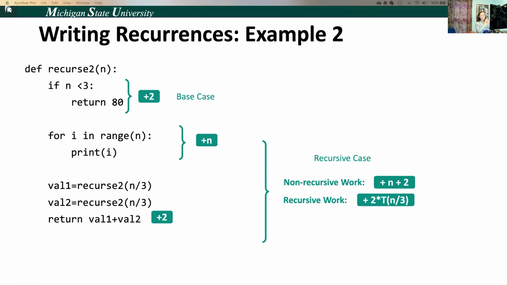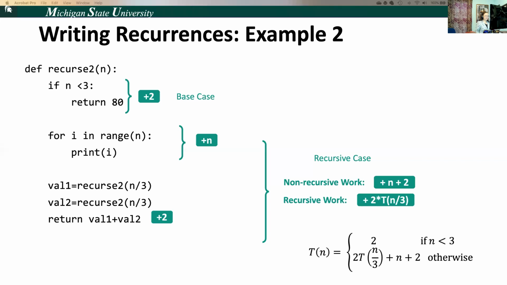We don't know why, but that's what you're doing. That's your base case. You found the base case. Then you've got a for loop, printing i. Well, that's not recursive work. That's non-recursive work, but you can tell its complexity class is theta of n. So we say that's going to happen n times.